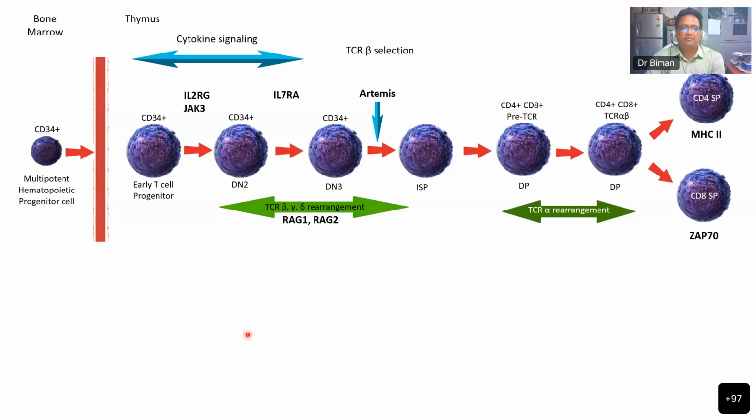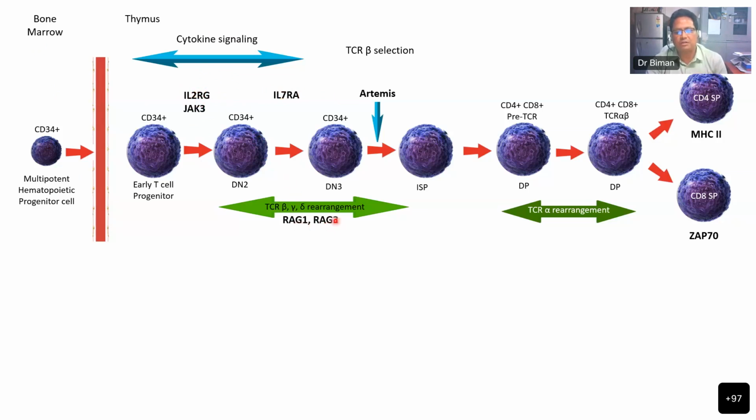Now coming to the T cell defects, let's have a very short look at how the T cells develop. T cells develop through certain stages in the whole process, from the multipotent hematopoietic stem cells. In the early stages, signaling through the cytokine receptors is very important, especially IL-2 and IL-7. These signals are very important for early lymphocyte development. So the IL-2 receptor and IL-7 receptor on the lymphocytes are very crucial for early lymphocyte development.